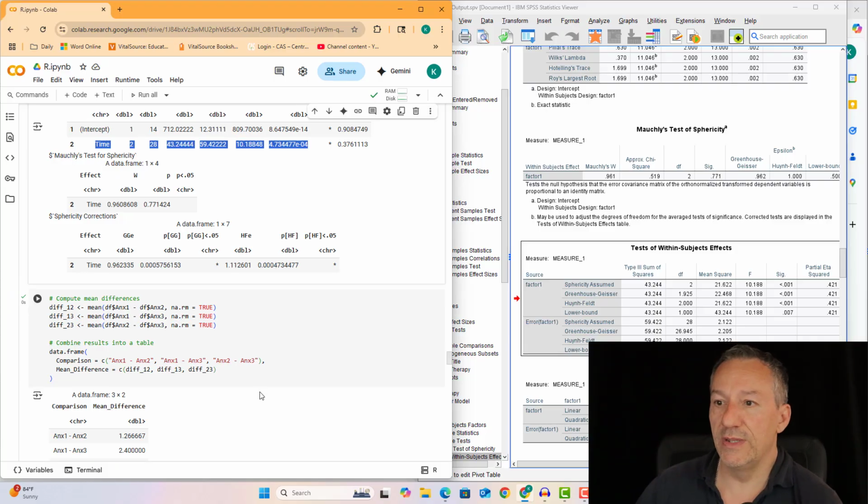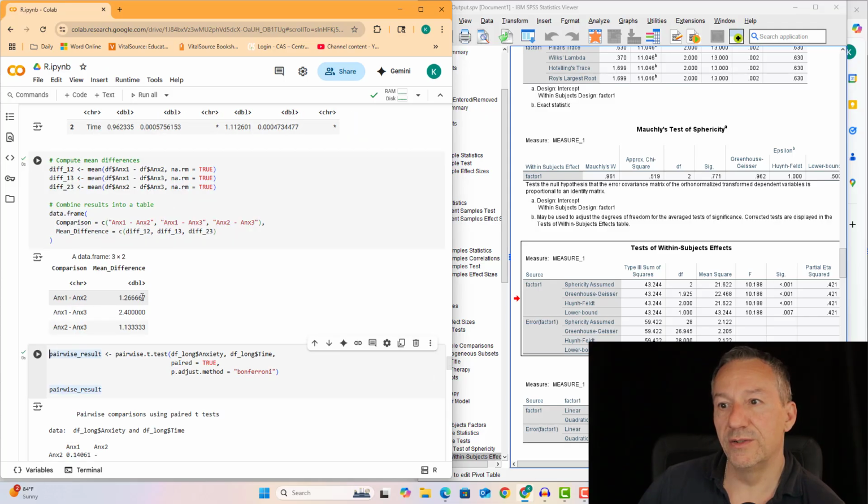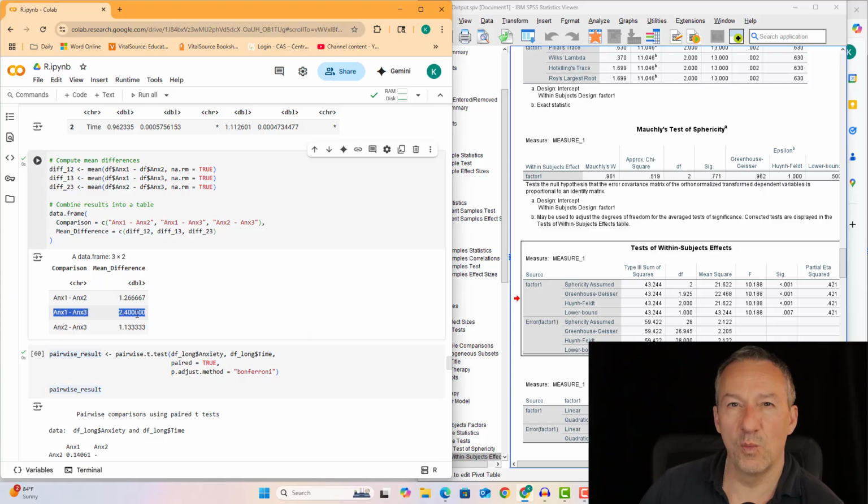We could do the mean difference between each group: diff 1 to 2, the difference between 1 and 3, the difference between 2 and 3. We're just taking the means from each one of those variables minus each other. So it looks like from 1 to 2, 1.27. Maybe 1 to 3 is the one that's going to be the most significant, the thing that's driving this ANOVA.